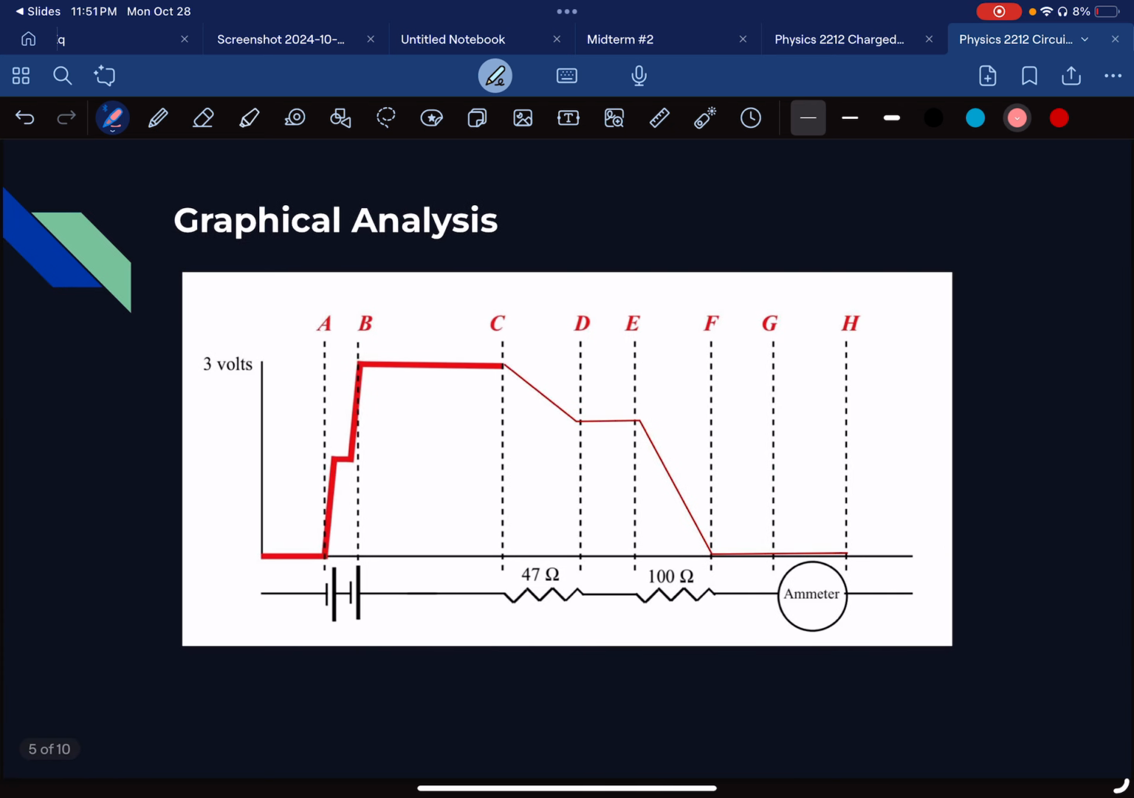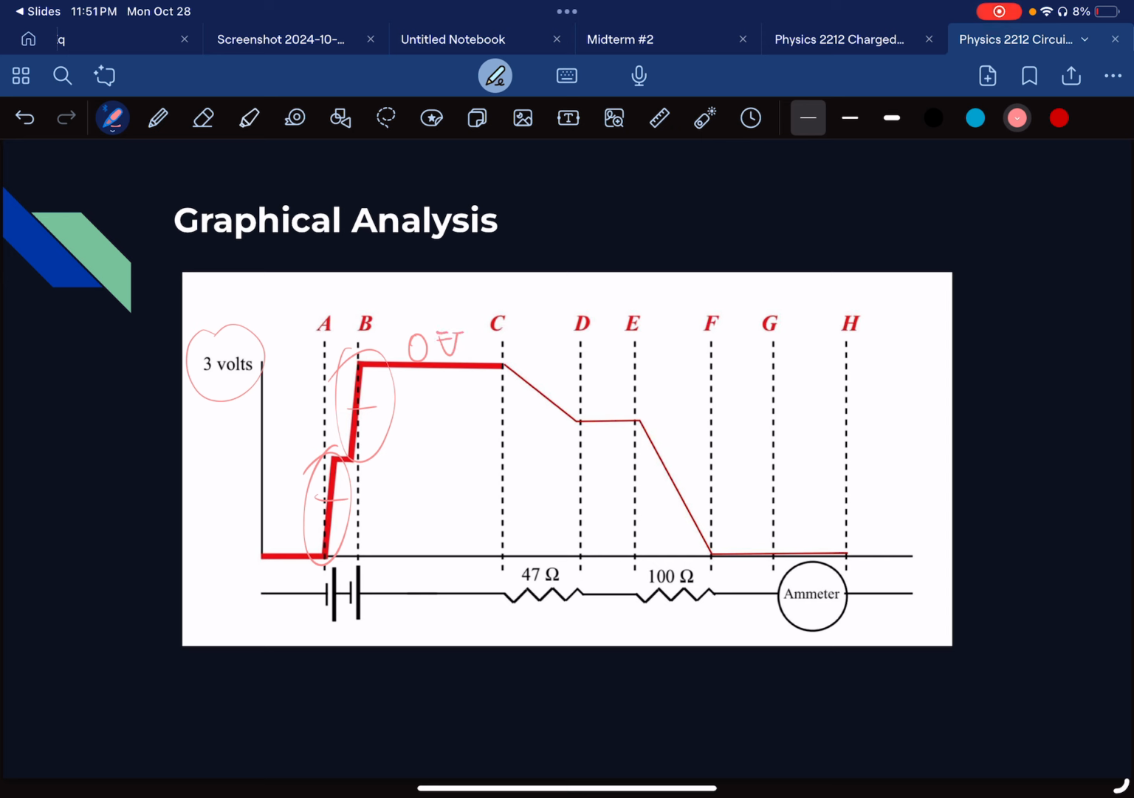And then we have graphical analysis, of course, with a graph given to us in our lab intro. Of course, we begin at the beginning of our circuit. We have our change in potential between the two batteries. You can see the two bars of equal magnitude representing the two batteries, adding up to 3 volts. No change in electric potential from B to C.